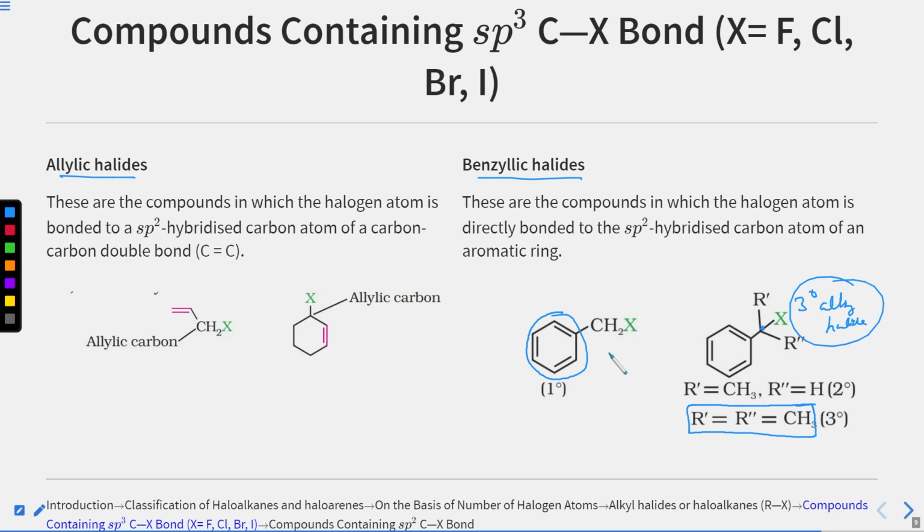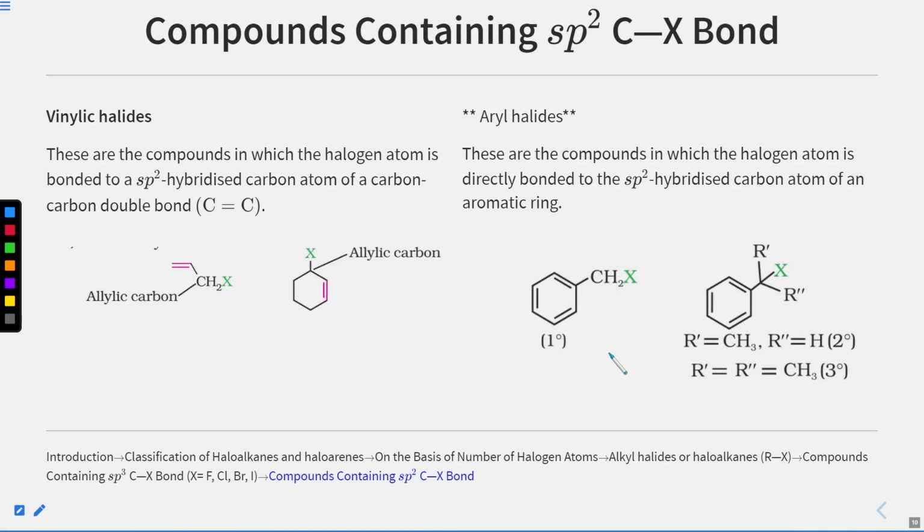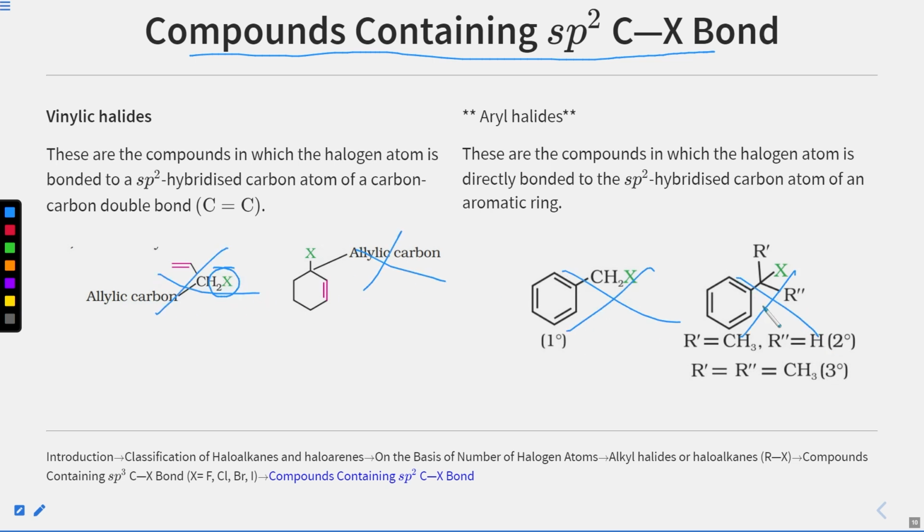Now let us move to sp2 hybridized carbon. Here we will look at compounds containing an sp2 C-X bond. So here you can see that we have a halogen that is attached. Oh, sorry for mentioning the wrong picture here. These pictures are wrong, so I will give you a good picture, or you can say a good example, instead of this. These ones are wrong. So what are vinylic halides?